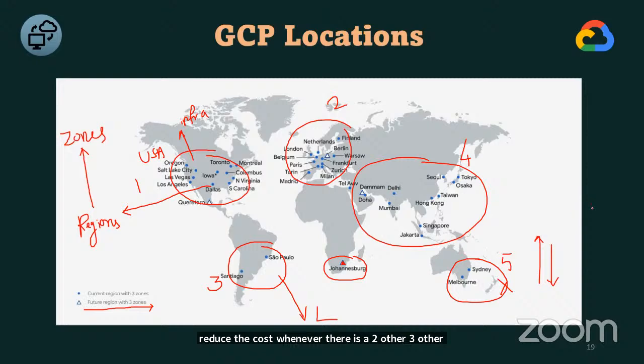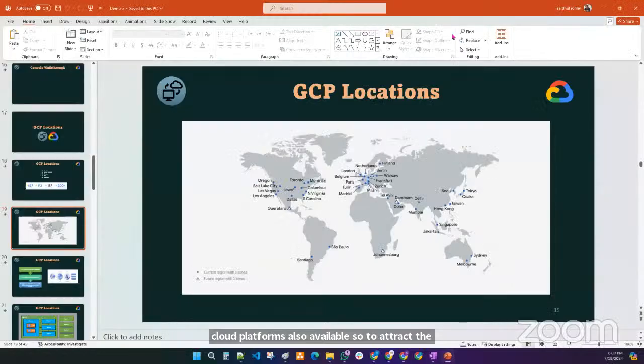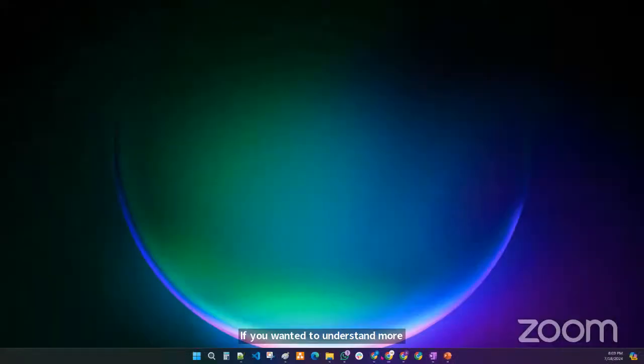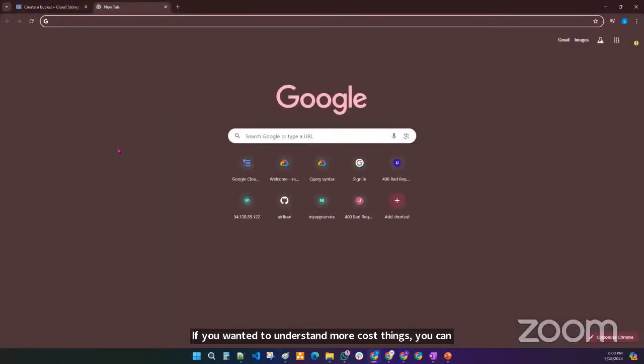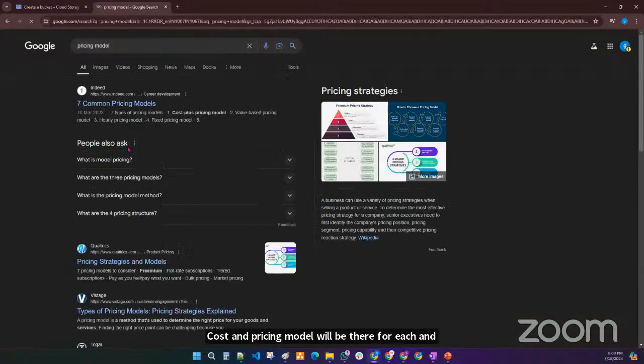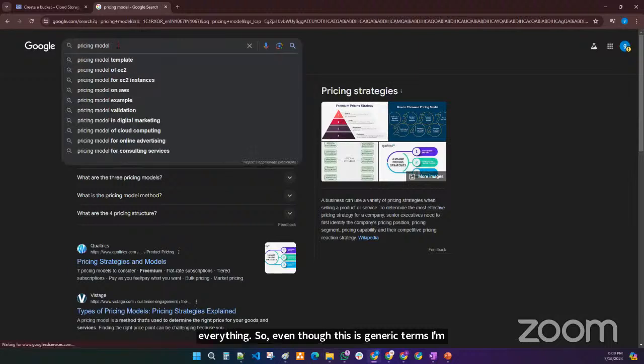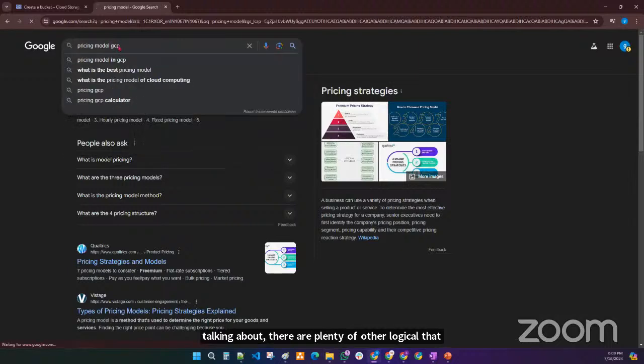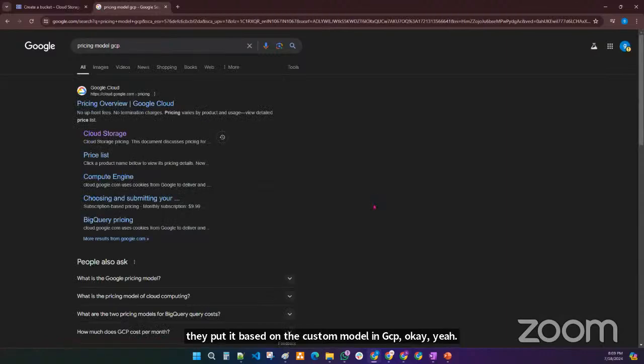If you wanted to understand more about cost, you can always go to the public documentation. Cost and pricing models will be there for each and everything. Even though these are generic terms I'm talking about, there are plenty of other logical abstractions that they put in based on the cost model in GCP. Okay, yeah, that's why I was looking for that.